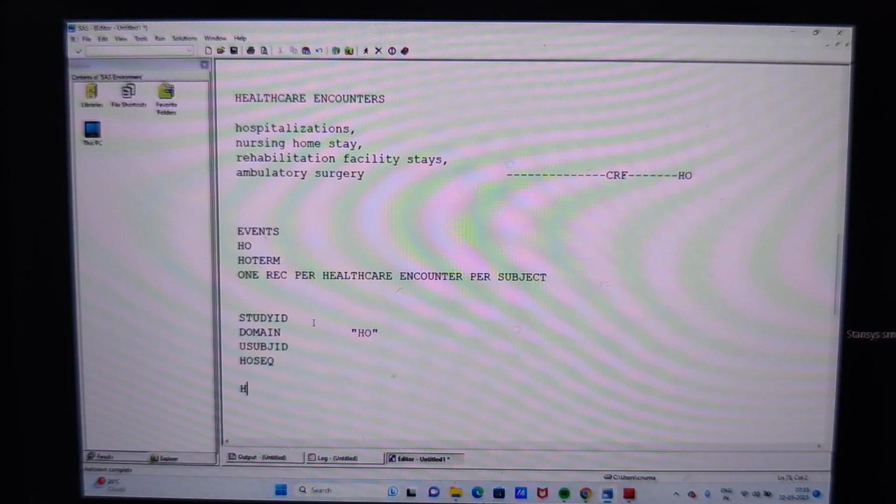Then we are going to have three permissible variables, which are HOGRPID, then HOREFID, and then HOSPID. Group ID is going to group together all the observations which come under one subject. Reference ID is to cross-check with the CRF sheet. Sponsor ID is the sponsor-given reference number.